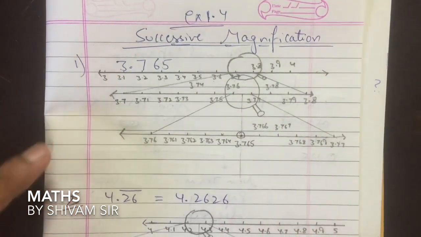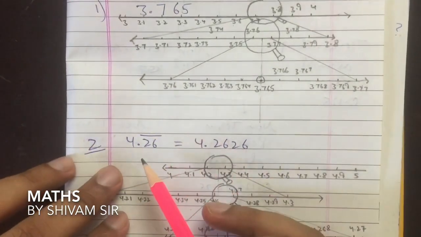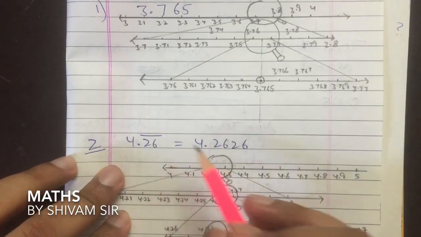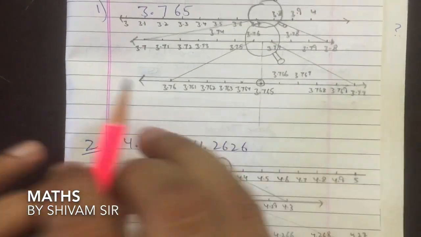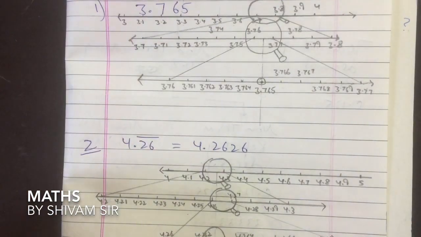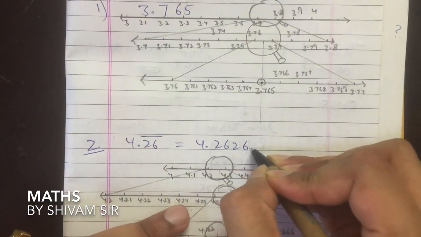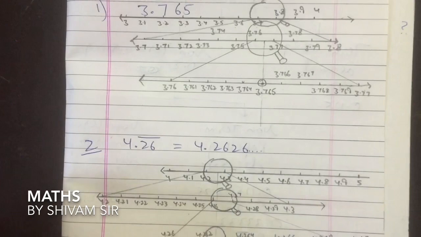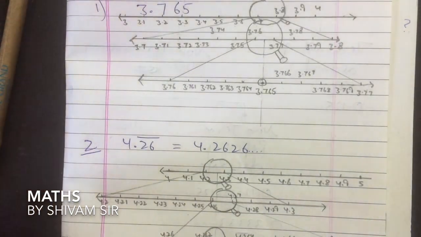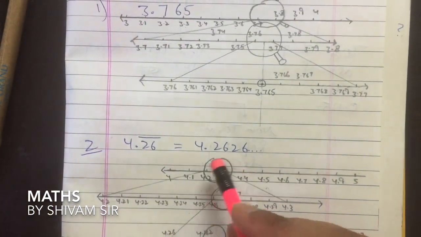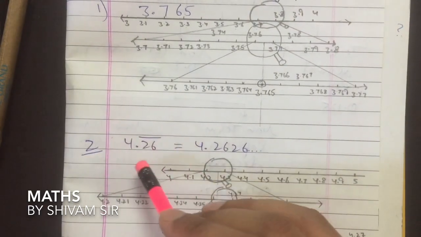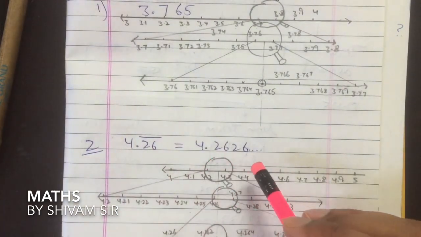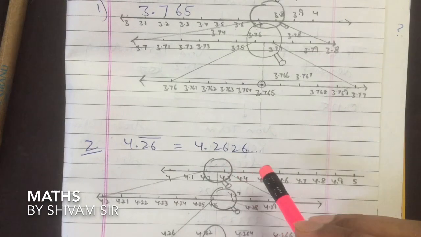Similarly, next question: represent 4.26 bar on number line. 4.26 bar can be written as 4.2626 and so on; 2626 will keep on going. So represent 4.2626 on number line.